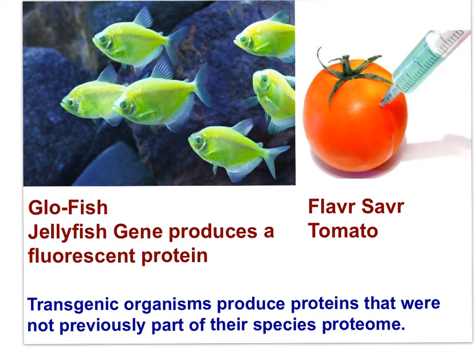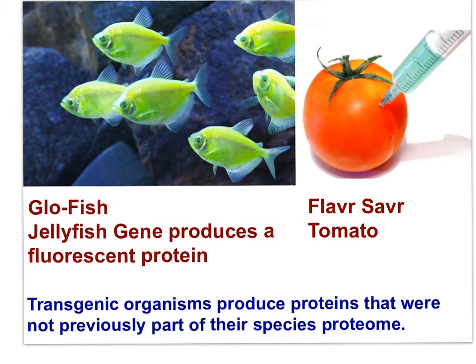Transgenic organisms were first reported in the 1970s. Glowfish, seen on the left, were the first genetically modified organisms sold as a pet. Glowfish have a jellyfish gene that produces a protein that fluoresces. The Flavor Saver tomato on the right was the first genetically modified organism sold commercially in the 1990s. The Flavor Saver tomato produces a protein that interferes with natural decomposition. Thus, the Flavor Saver tomato has a longer shelf life after having been picked from the vine.